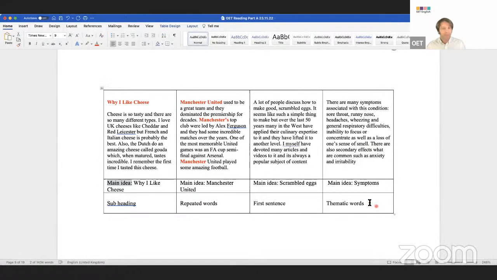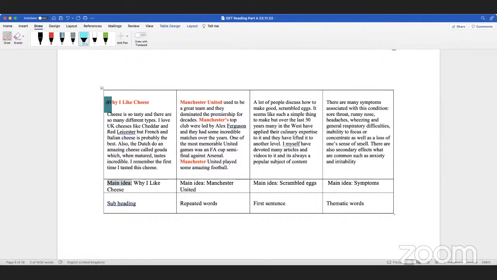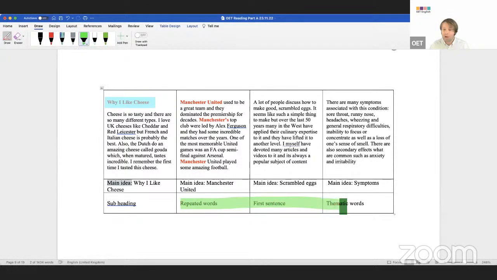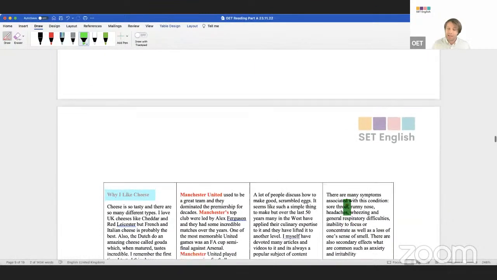Now, guys, what's the best one here? Of course, the best one is the heading. If I don't have this one, which one is the best one? Repeated word. No. First sentence. Try all of them together, right? So if you have the heading, you can stop. Oh, why I like cheese. This must be about why I like cheese, okay? But if you don't have that, look for repeated words and first sentence and thematic words. Do as much as you can in 30 seconds. Is that clear, guys?